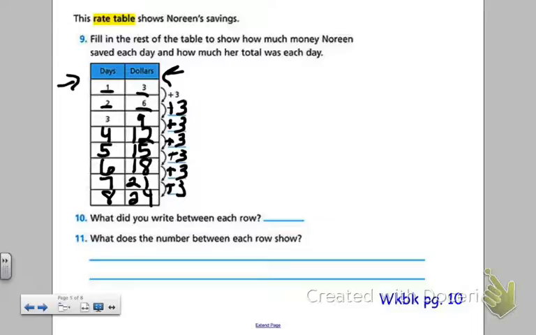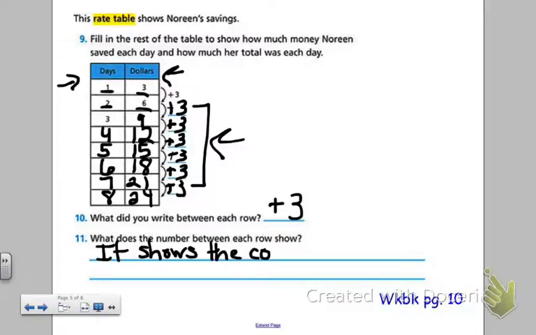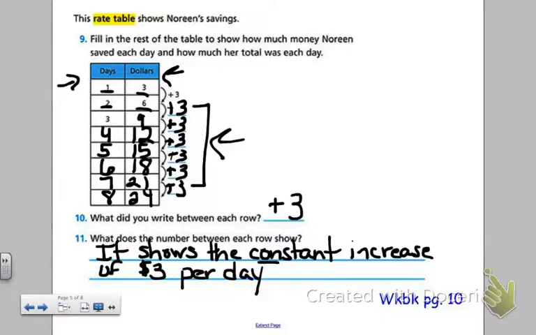So what did we write in between each row? Well, what we wrote was plus 3. We were adding 3 in between every row to show that increase of $3 every day. What does that number between each row show? It shows the constant increase of $3 per day. Now I just used a really important word there, and that word is constant.